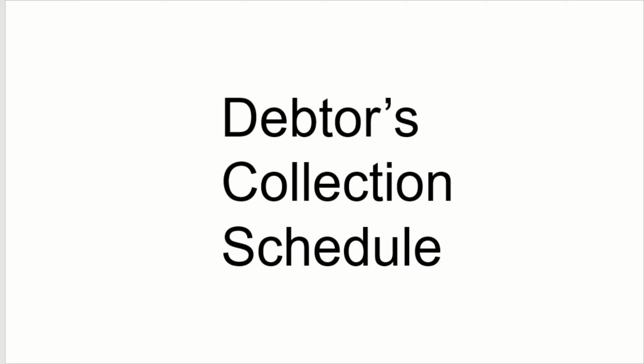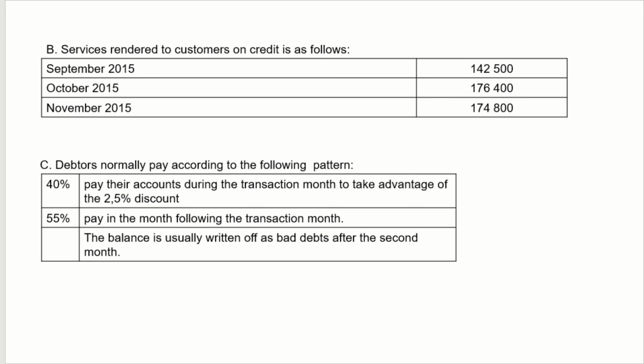I hope everyone's okay. So in today's session, we're going to be dealing with the debtors collection schedule example. This is just another example of the debtors collection schedule. Okay, so now we have information right here. We have the services rendered to customers on credit. We have the credit sales for September, October, and also November. And we have the credit terms on information C.